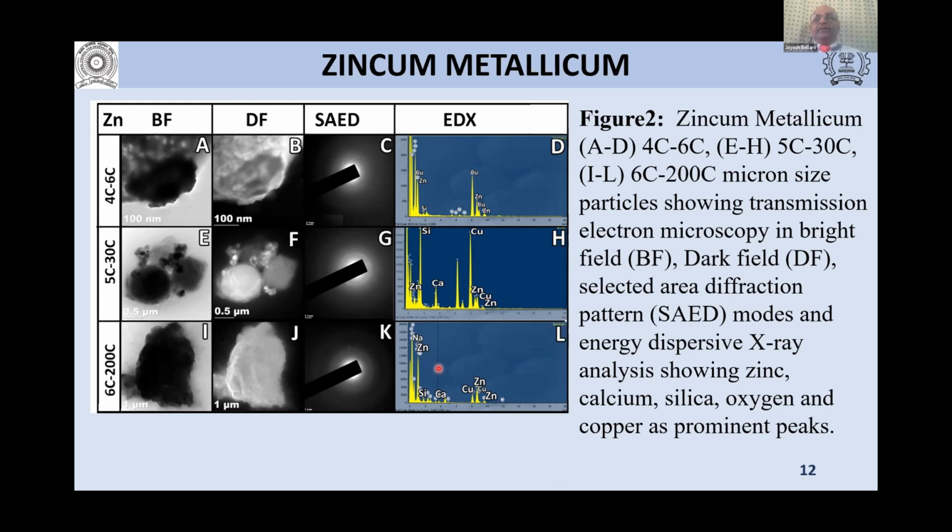The bright and dark field images show that the particles are surrounded by a silicate coating, and we can get the fingerprint of these particles by the electron diffraction patterns.